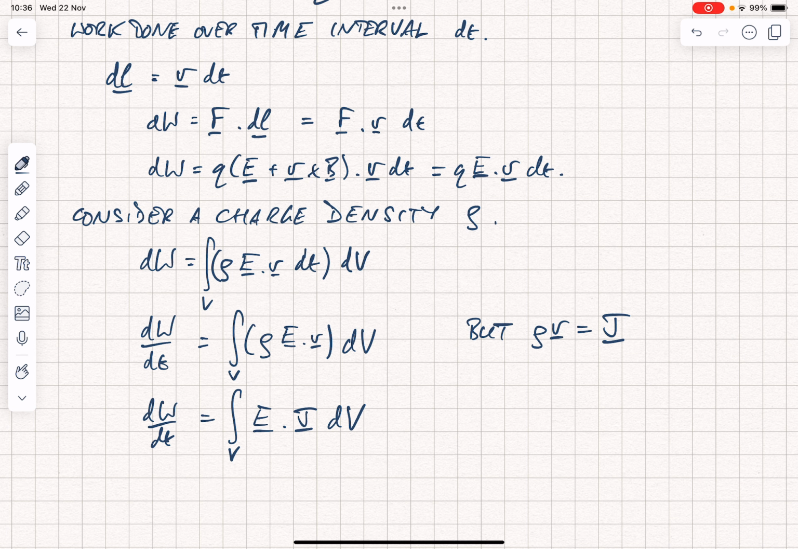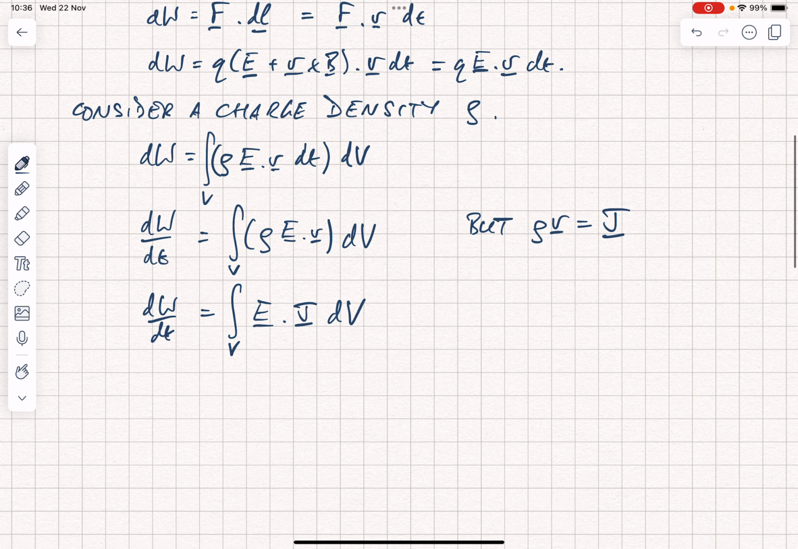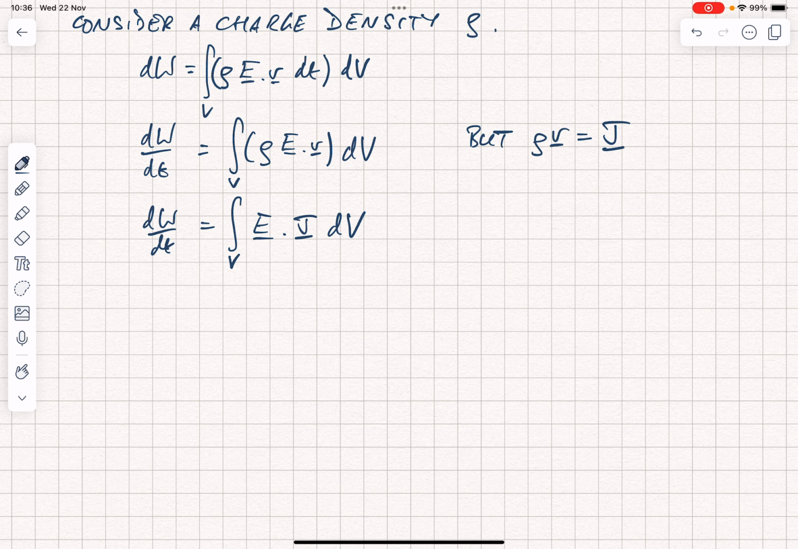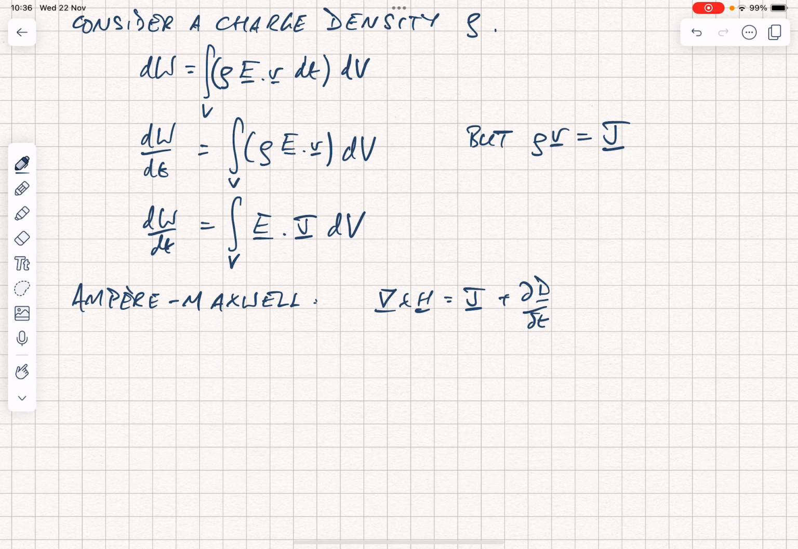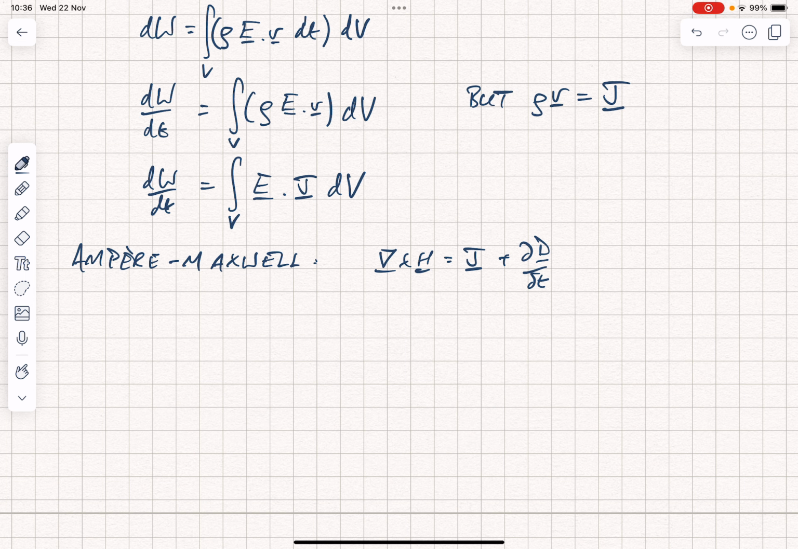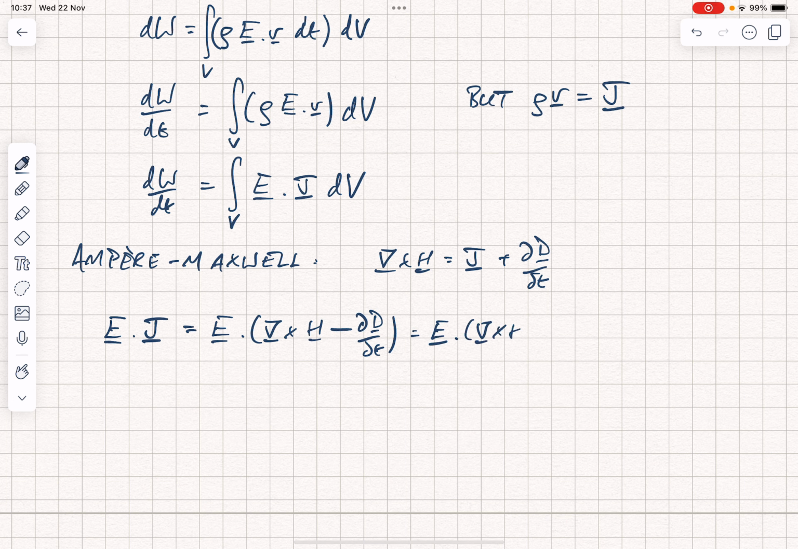So that's got us to a useful point. What we want to do now is to rewrite that purely in terms of fields, because we're thinking about the energy stored in the fields. And how are we going to do that? Well, we're going to use some of Maxwell's equations, obviously. And we'll start with the Ampere-Maxwell equation, which is the equation that contains the current density J. So curl of H is equal to J plus dD by dt. And therefore we can write the term E dot J, we'll come back and integrate at the end, as equal to E dotted with curl of H minus dD by dt, which is written like this: E dot curl H minus E dot dD by dt.